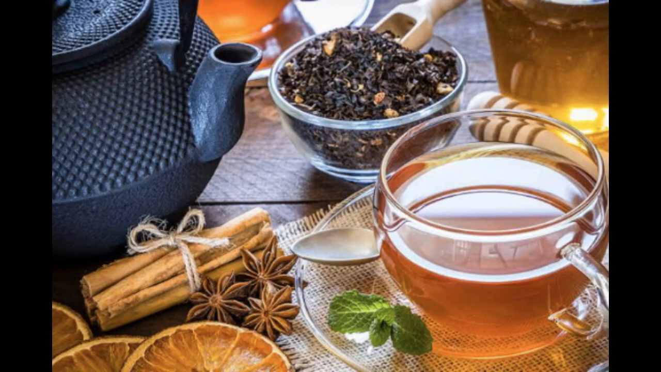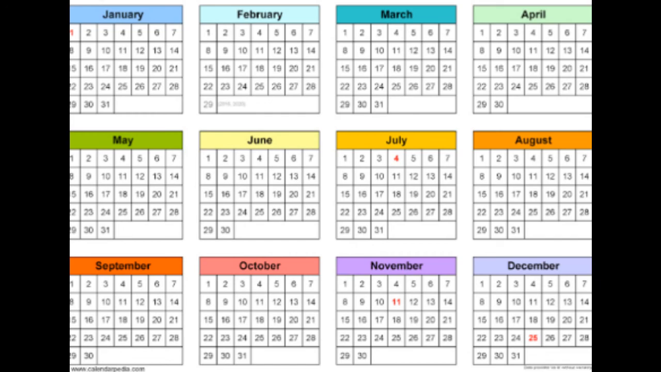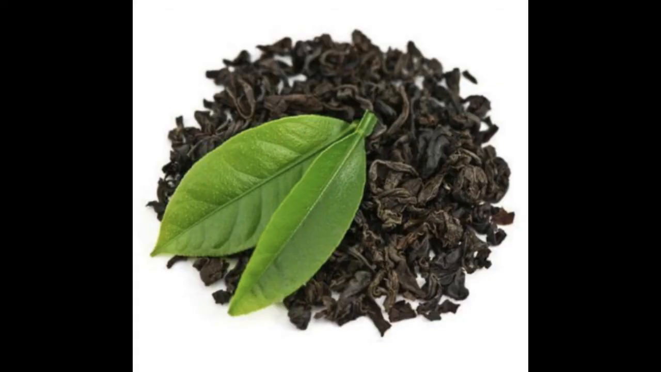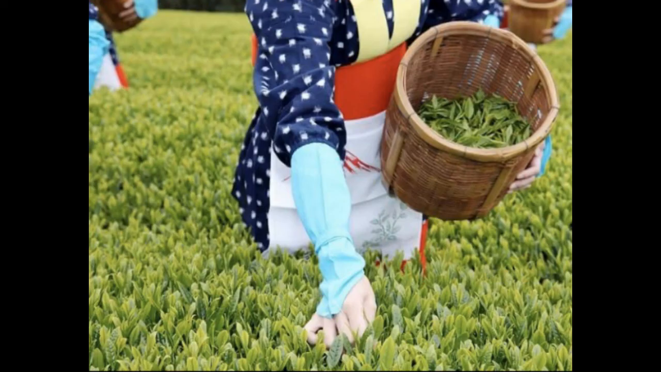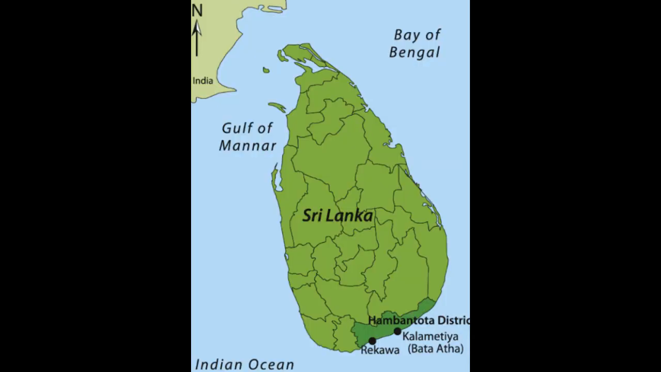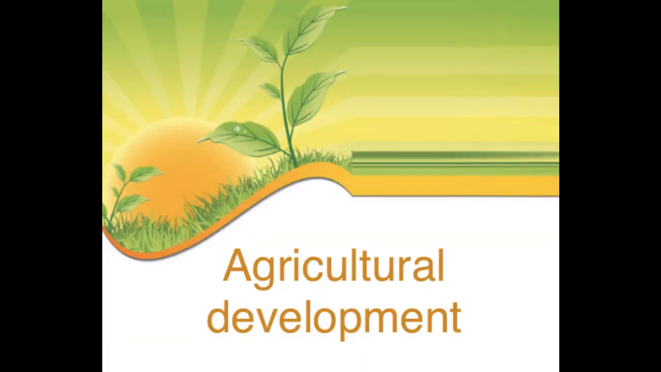Tea. Tea is a beverage crop grown on plantations. This requires a cool climate and well-distributed high rainfall throughout the year for the growth of its tender leaves. Labor in large numbers is required to pick the leaves. India, China, and Sri Lanka produce the best quality tea in the world.